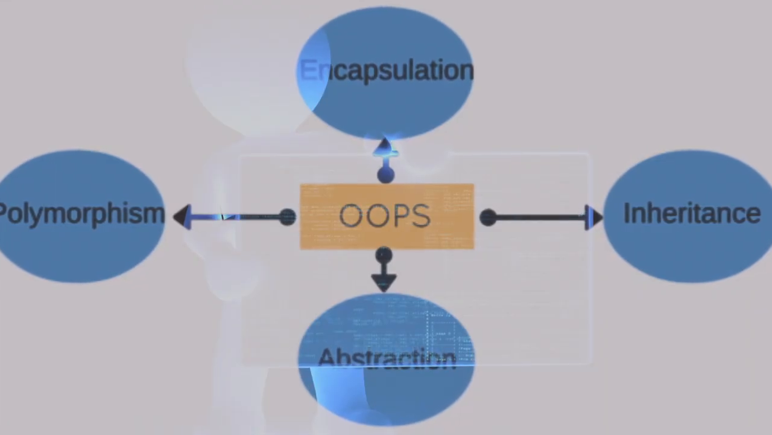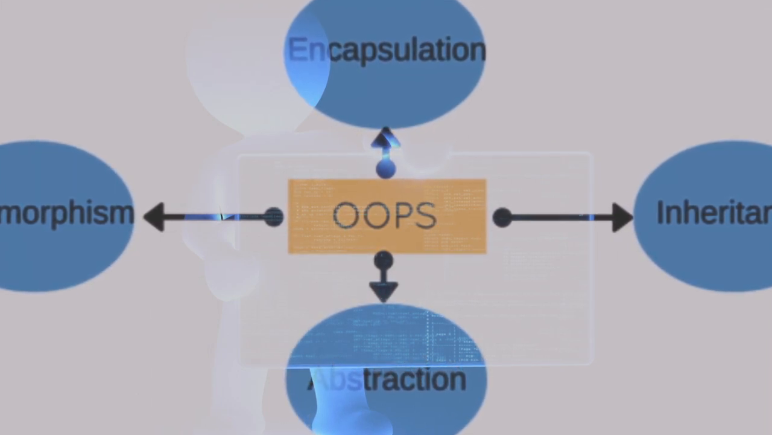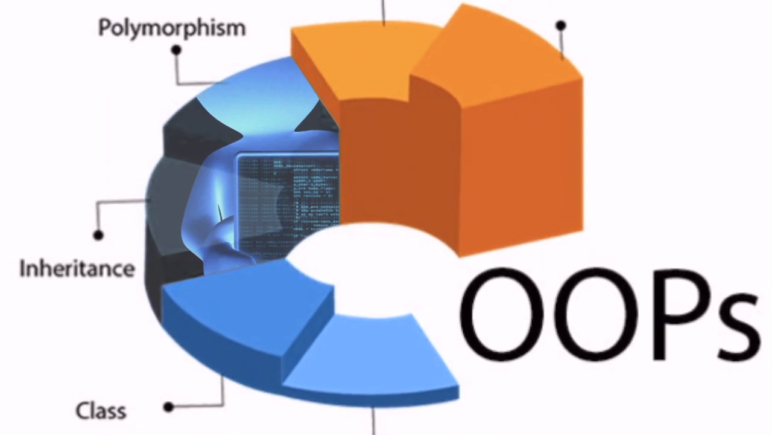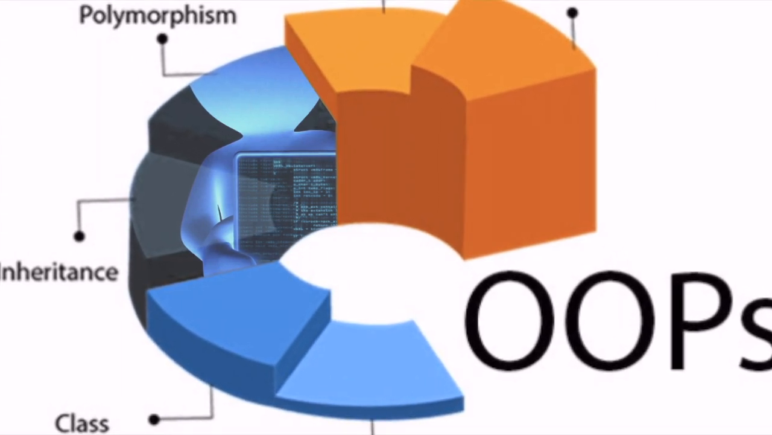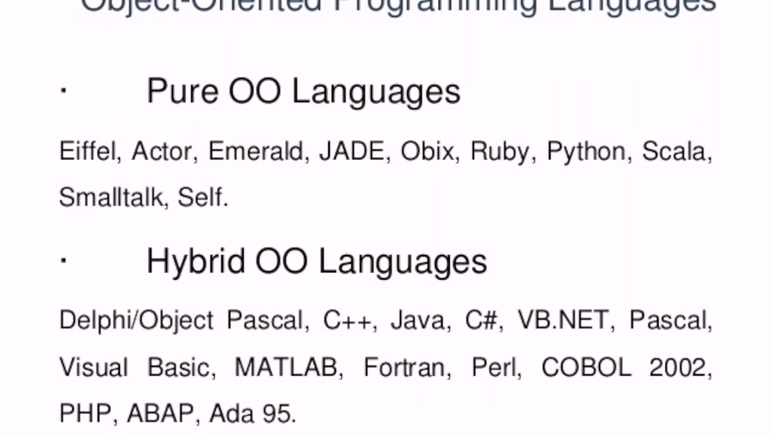What's C++? C++ is an intermediate programming language, statically typed, free-form, multi-paradigm, compiled, general-purpose language developed by Bjarne Stroustrup. Object-oriented programming was first introduced in C++. It supports the four primary features of OOPS: abstraction, inheritance, polymorphism, and encapsulation. It is not purely object-oriented.